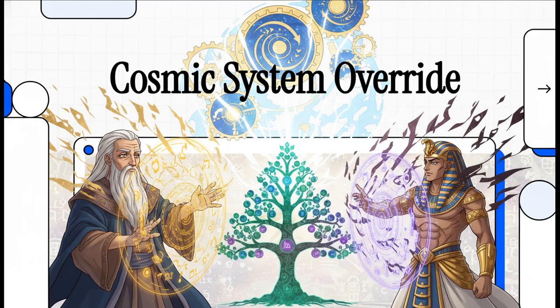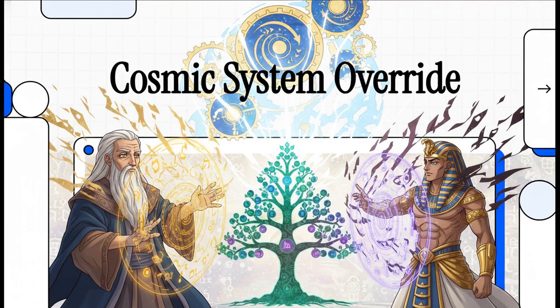All right, let's jump right into this explainer of the Zohar in Etz Chaim. We're looking at a seemingly simple ancient blessing that actually hides a monumental cosmic system override. We are zeroing in on the exact moment Yaakov stands before Pharaoh.